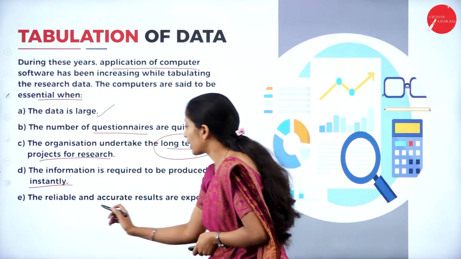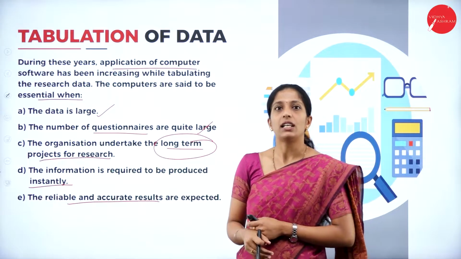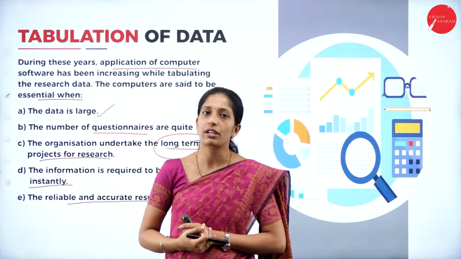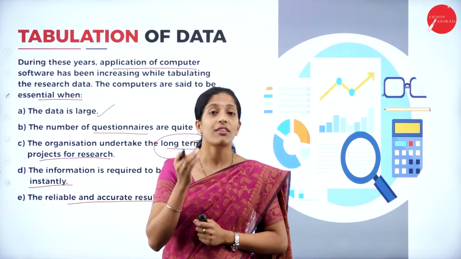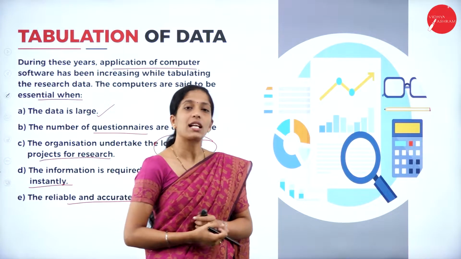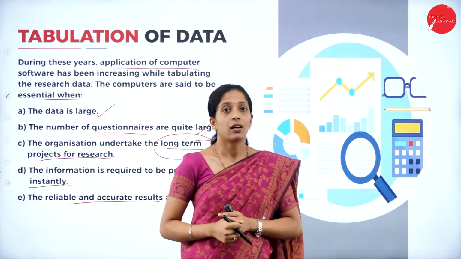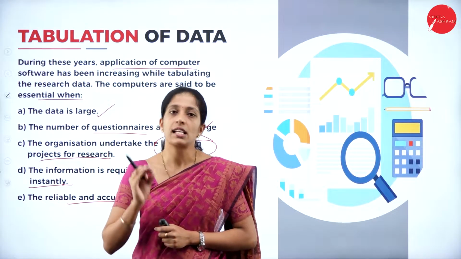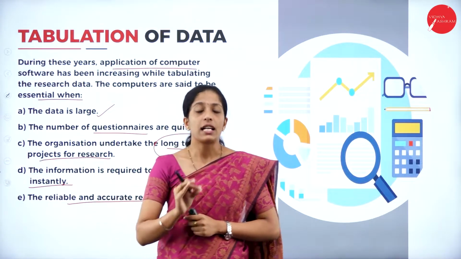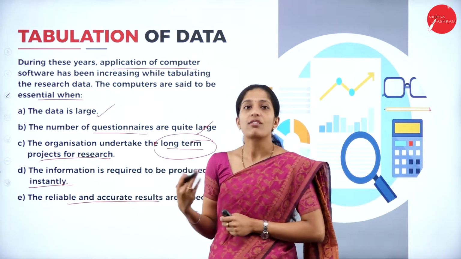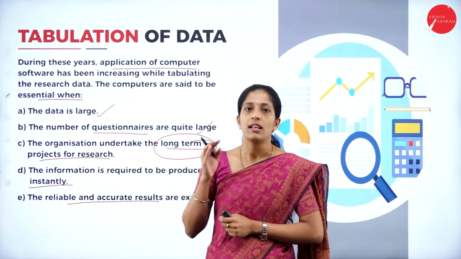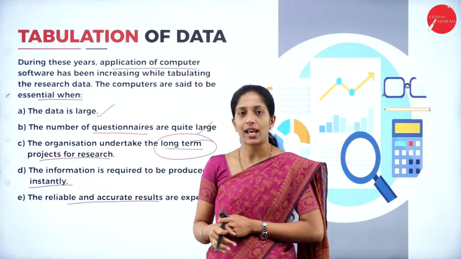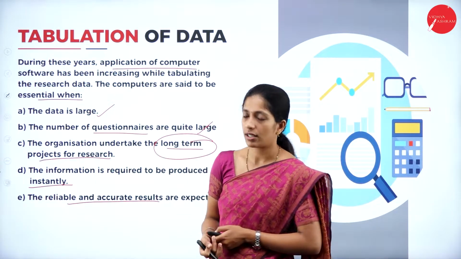Reliable and accurate results are expected. Whatever table we prepare under computerized tabulation will be accurate. We know one of the great advantages of the computer is what? Its accuracy as well as speed. So when the information has to be submitted instantaneously, they can go for this. At the same time, if we want reliable as well as accurate information, then computerized tabulation is suitable. So these are the few situations where the researcher goes for computerized tabulation.